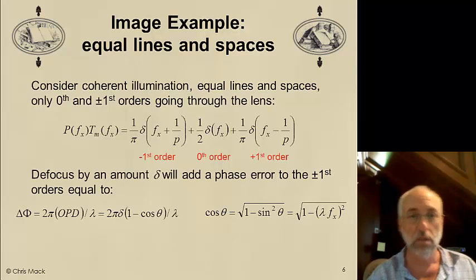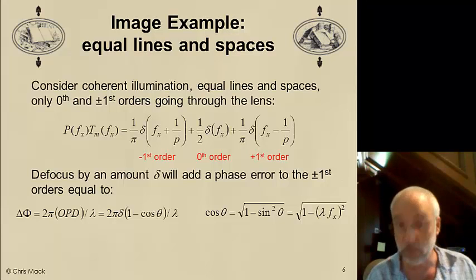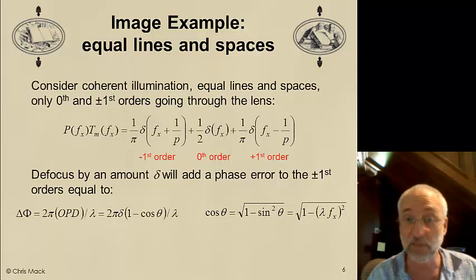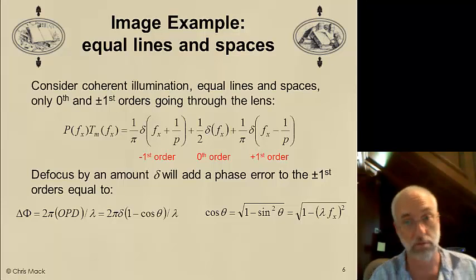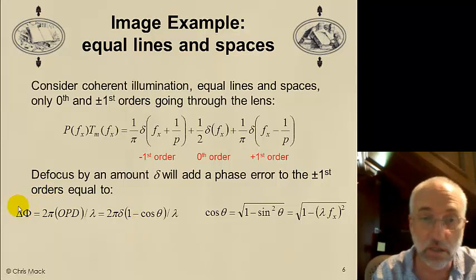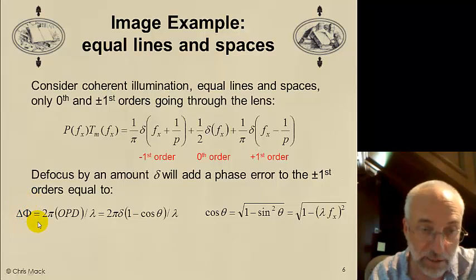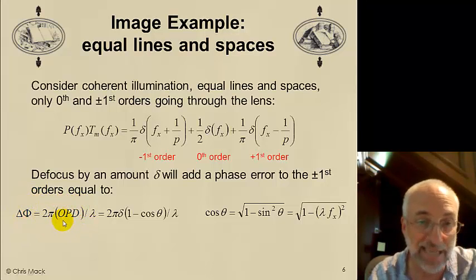Now, when we defocus by an amount delta, this is equivalent to adding a phase error to the orders. What kind of a phase error? Well, to the 0th order, it doesn't add any phase error. But to the plus and minus first orders, it does. The amount of phase error, this delta phi term, will be related to the optical path difference, the OPD.